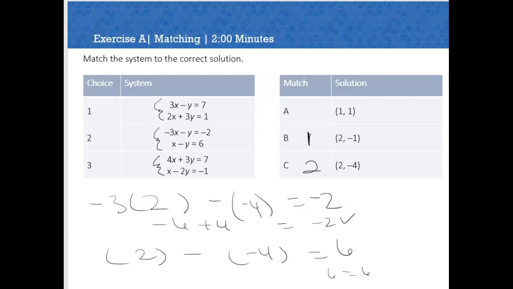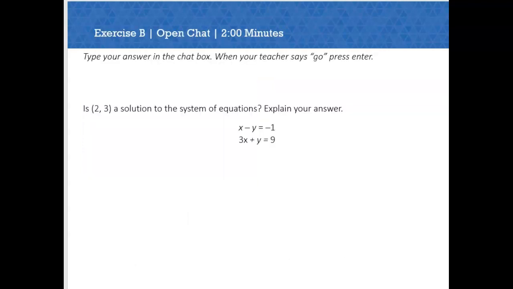So by process of elimination, we could work it out, but this is going to be 3. So is 2, 3 a solution? We would just plug this in and figure out if it made sense for both. So we are not actually going to work through that. What I do want to show you is kind of an introduction to graphing, because that actually comes up next.